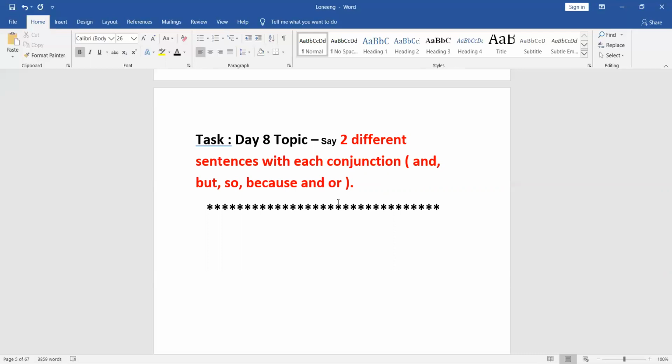Now, another example, take "but". He went by bus, but he went early. He went by bus, which is public transport, but he still managed to reach there on time or early. So you can use different conjunctions and make your own sentences. Shoot the video and post it on Facebook, and we will give you your feedback.